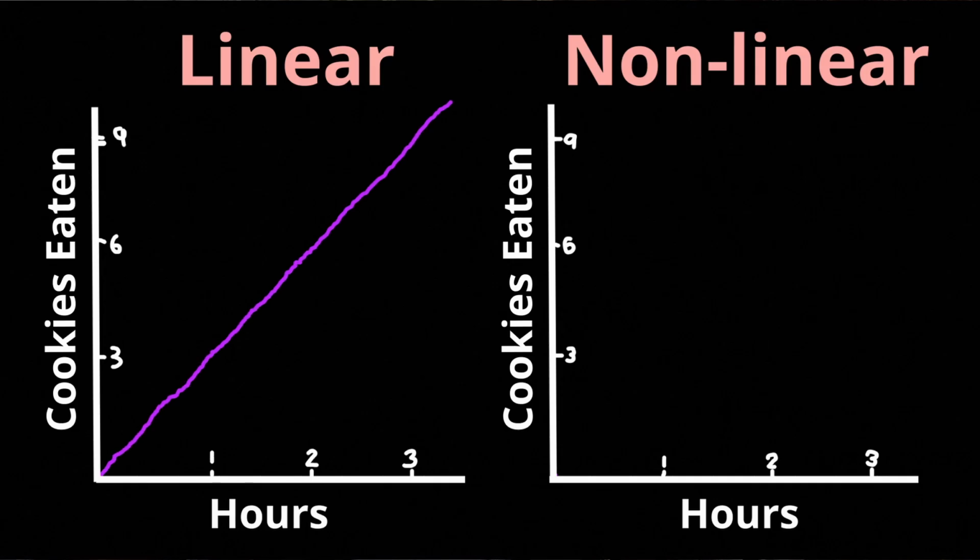But let's say that how many cookies I ate wasn't linear. Let's say that in the first hour I ate very little, and then I got super hungry and I ate 5. And then I got full and I stopped eating them. And then I got a little bit more hungry and I ate another one. And then let's just say, I don't know, maybe then I stopped eating them, right?